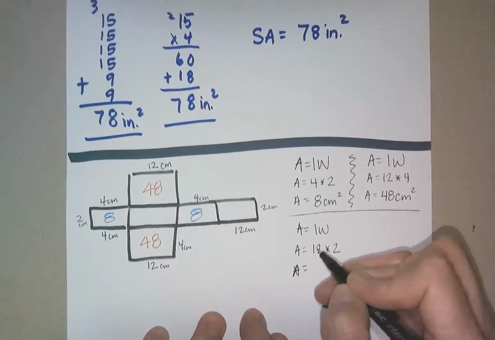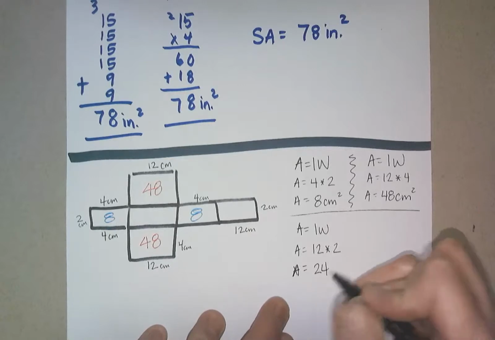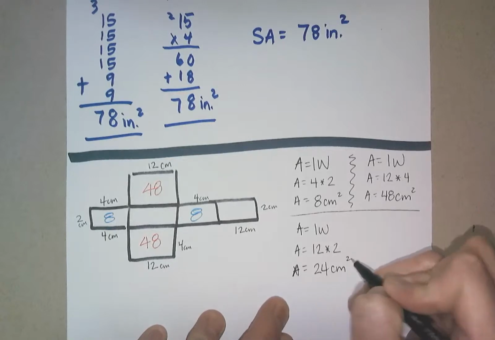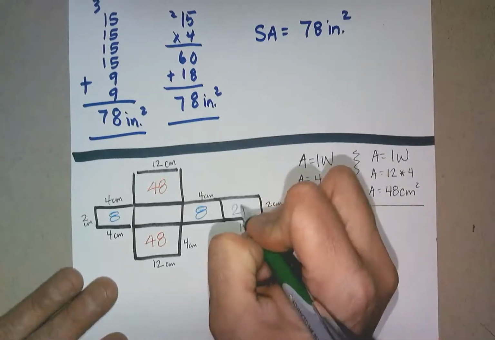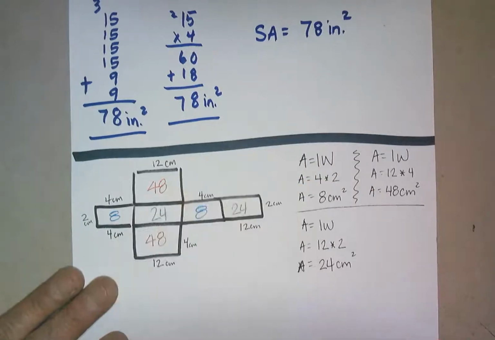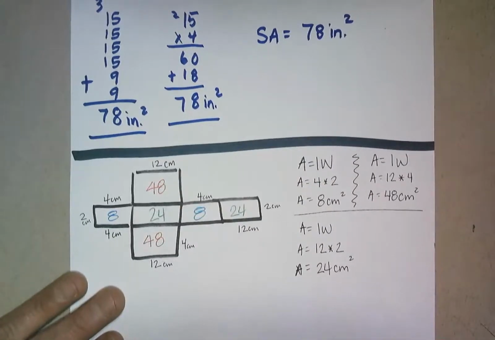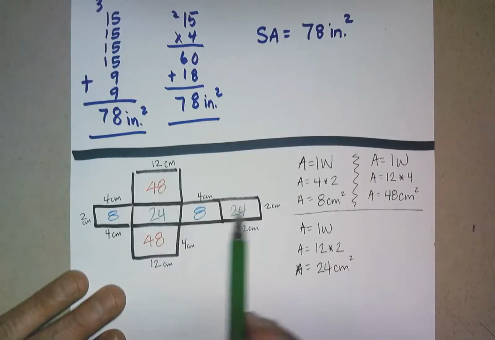And I know that 12 times 2 is 24. 24 centimeters squared. And let me come over here and get a green. And I'm going to write 24 in here and 24 in here. We're almost done. The last part, all we got to do is add up all these numbers. Okay?